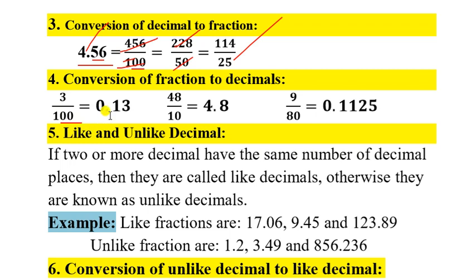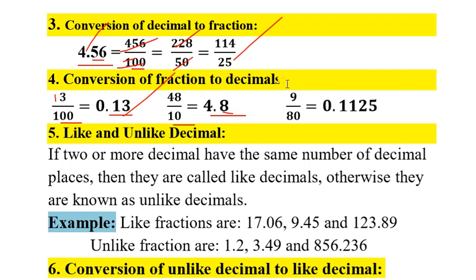See 0.13. Sorry, printing mistake, that is 113 by 100, that means 0.13. And here how many 0s are given? Only one 0. So always you have to start from the left side. Remember this, you have to start from the left side. So 8, then one 0, that's why decimal, then 4.8.